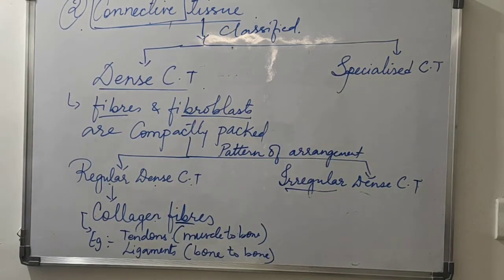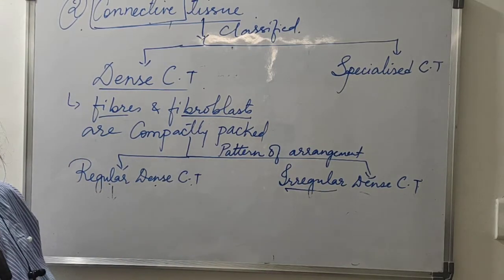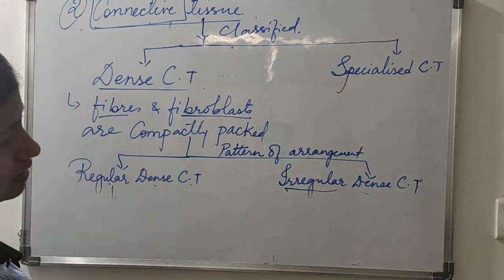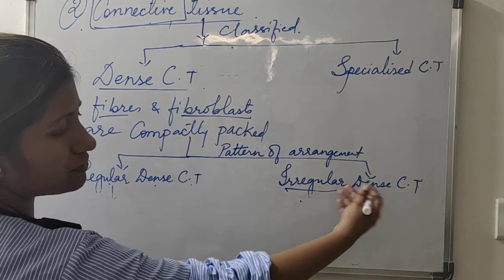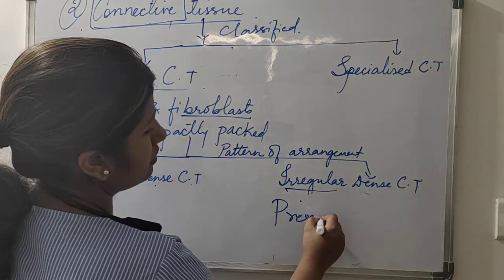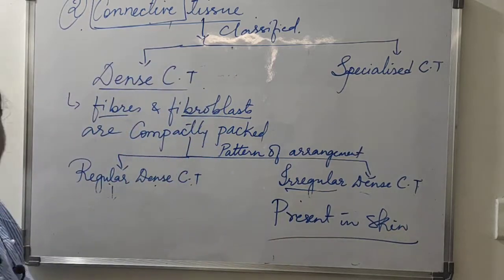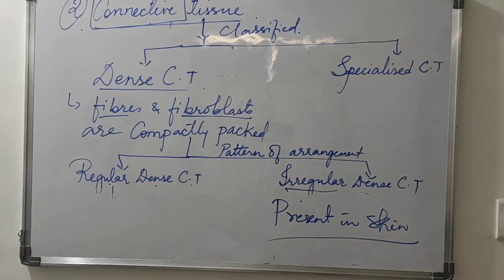And then irregular dense connective tissue is also made up of fibers and fibroblasts. We have seen how irregularly they are arranged, and they are present in skin. Irregular dense connective tissue is present in skin. So we are done here with the dense connective tissue. Then we will come to the specialized connective tissue.